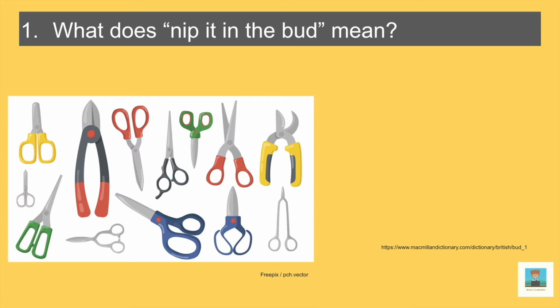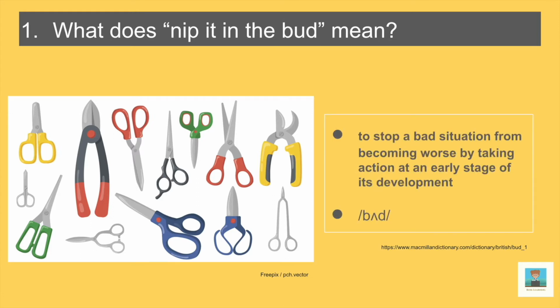So back to my questions then, and what does nip it in the bud mean? Nip is a cutting action, which is why we've got those lovely pictures of various kinds of cutting instruments, such as scissors and secateurs here. And to nip it in the bud actually means to stop a bad situation from becoming worse by taking early action. So just as something's beginning to develop something not good, we stop it from happening. And the pronunciation here is bud. So it's that up sound, bud.